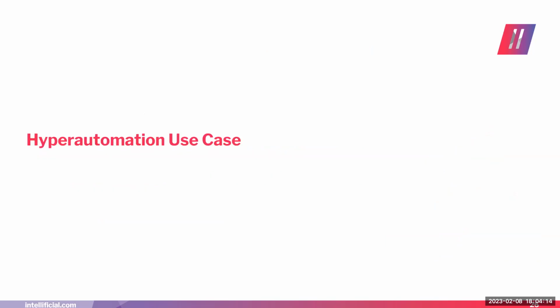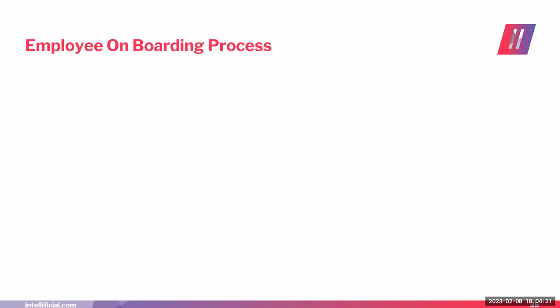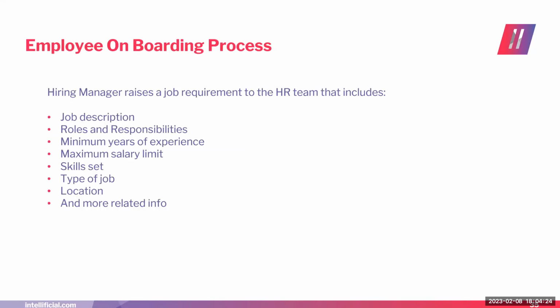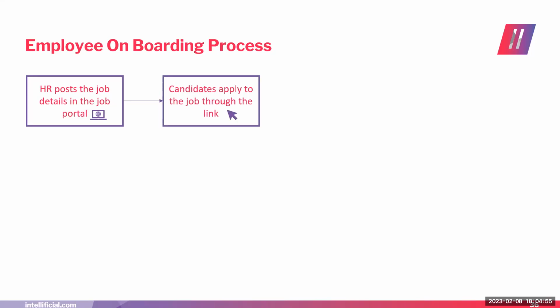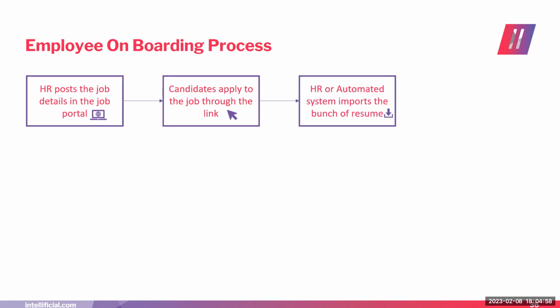And the next use case is somewhat everyone might have experienced in their lifetime, at least once, that is the employee onboarding process. So for any job, the hiring manager can raise a job requirement to the HR team by giving the following details like job description, the roles and responsibilities of the job, minimum years of experience required for the job, the maximum salary limit, skill set, type of job and location, and more related info. So by having these details, what HR does is they post the job on the job portal. Say, for example, it could be Seek, it could be LinkedIn, and then the candidate applies to the job through the link.